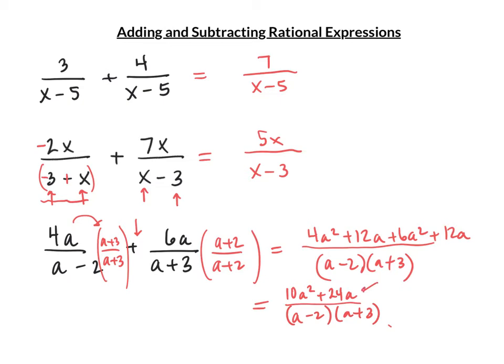Look at that numerator. It does factor. You do not need to factor it unless it allows you to cancel. And let's look and see what that would be. Looks like there would be a 2 in both of those and an a. 2a times 5a plus 12. And that wouldn't allow me to cancel anything with the a minus 2 and the a plus 3. So I don't need to do that. This is my answer.